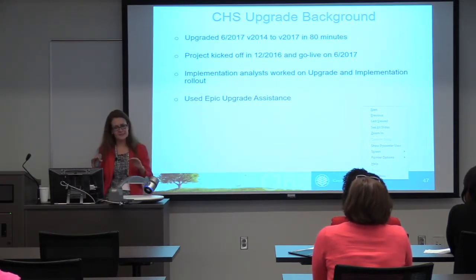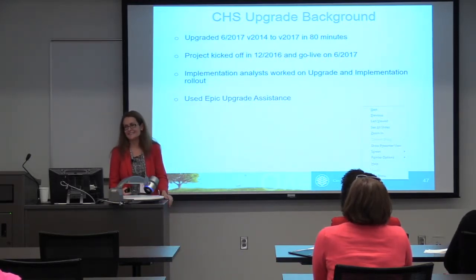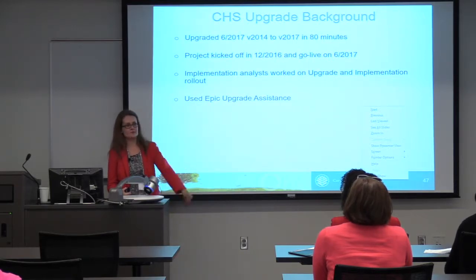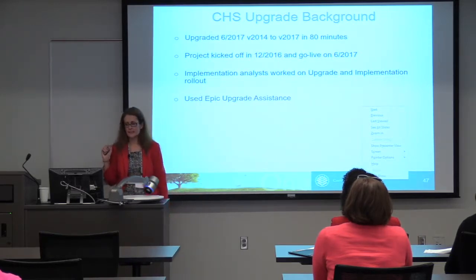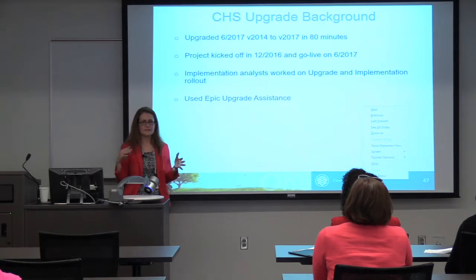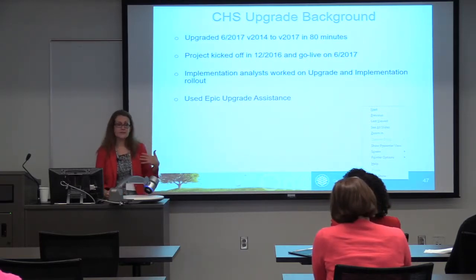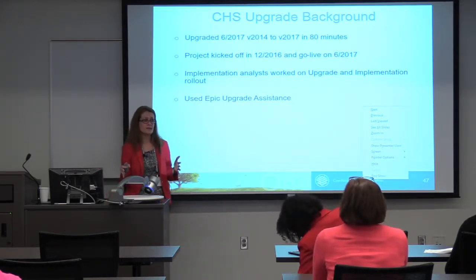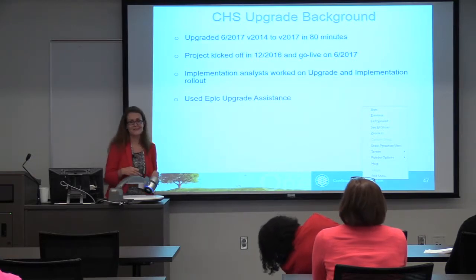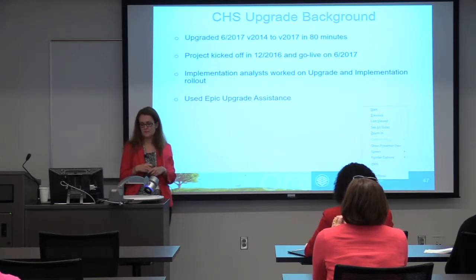We were also recognized on Epic's website for being down less than 90 minutes, especially jumping such a huge version jump. We kicked off the project in December 2016 and went live in June 2017. So that was the standard 6-month time frame that Epic recommends, and we needed every day of it. During this period, we did not stop focusing on our implementation rollout. Our analysts had to focus on both at the same time, which you'll see later is a risk area. That was difficult for us during that period.